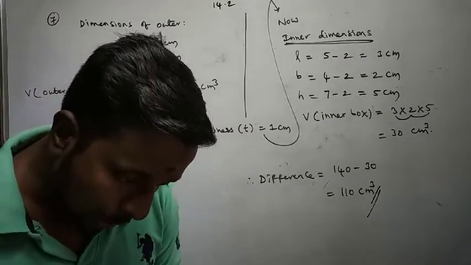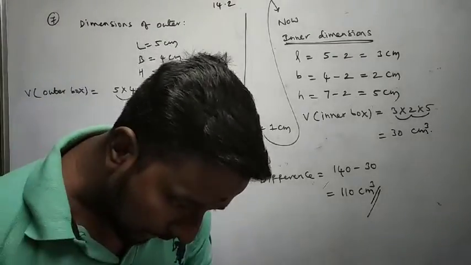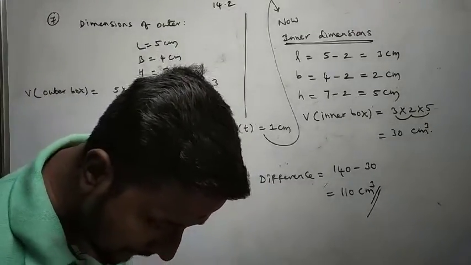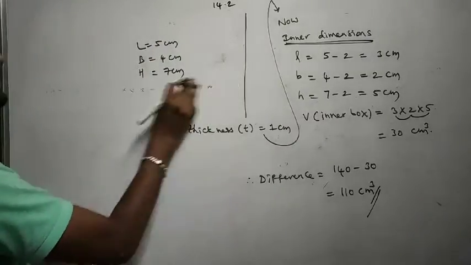8th question. How many cubes of edge 4 centimeters can be made from the cuboid whose length, breadth, height are 20, 18, 16? 8th problem.